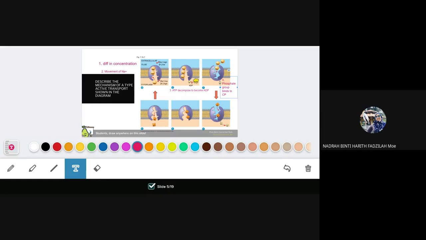Okay? Itu yang ditunjukkan dalam nota hari tu, dalam video tu dia tulis phosphorylated. So phosphorylated tu basically bagi tenaga lah. Okay. So step number 4 sudah. Step number 5 is CP change shape. And then step number 6, kita habaq kata Na plus pergi mana? Na plus go where? It transported, Na plus transported out of the cell. Kan? Na plus transported out of the cell.